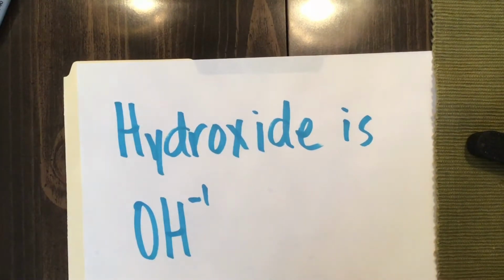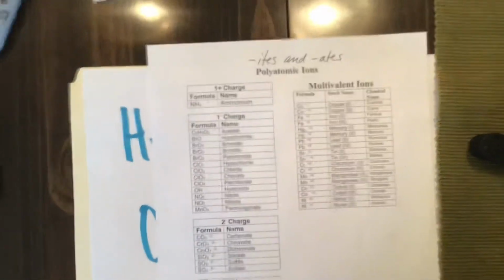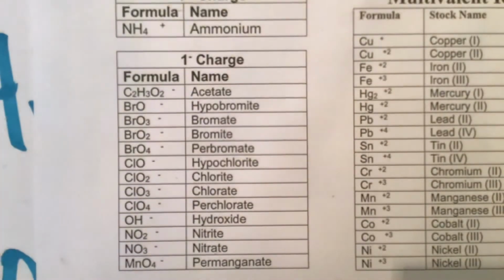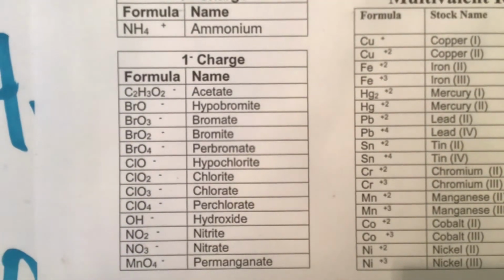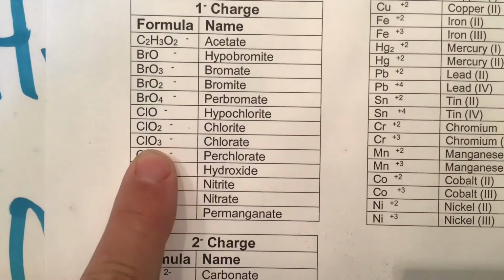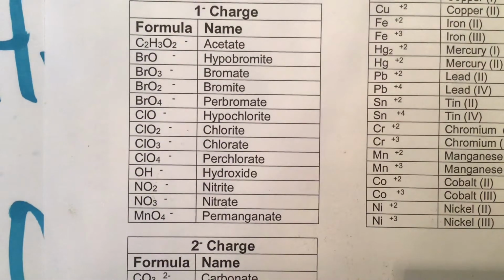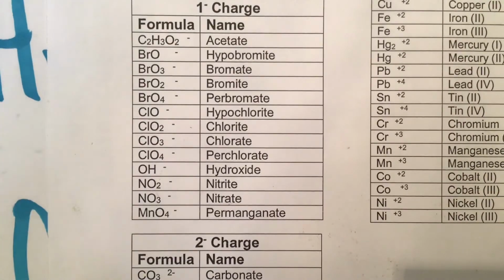Another thing we want to look at when we look at the formulas for these polyatomic ions, we notice that in the formulas of polyatomic ions, there are subscripts. Like here we have BrO4, ClO3. Those subscripts are part of the polyatomic ion. We do not change the subscripts in the formula of the polyatomic ion.